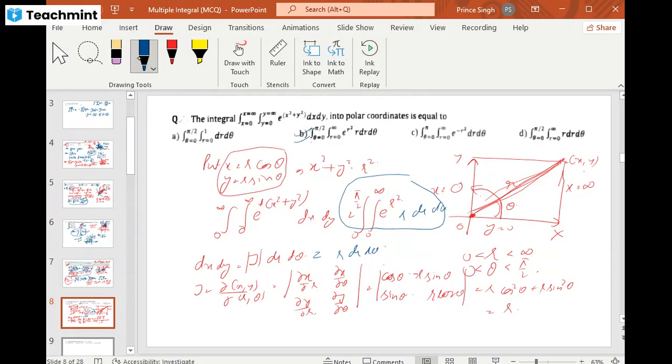r varies from 0 to 1 is not possible because the region is the entire first quadrant, and 0 to infinity, 0 to pi is not possible because here it is only dr d theta. But dx dy in the case of the polar coordinate system has the value r dr d theta. We need to remember this particular property and hence we can get the answer.